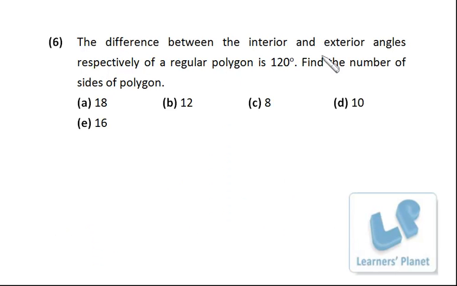Now, the difference between the interior and exterior angle respectively of a regular polygon is 120. Find the number of sides of the polygon. This is pretty simple. See, this is the structure, right? This I suppose is x, then it must be x plus 120. Precisely, this is x plus 120 and this is x, right? And the sum of these two is 180. So 2x plus 120 is 180. That means 2x is 60, so x is equal to 30. So this angle is 30 and this angle is 150, right?